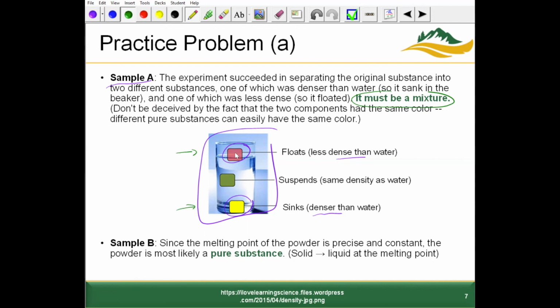And remember, mixtures are combinations of two or more substances. Now our answer for sample B, we were told that the gray powder all melted at the same exact melting point. So that means that at that specific temperature, all of that compound went from a solid to a liquid. We weren't told that some of it melted at a certain temperature and the other part melted at a different temperature. So because it all melted at one temperature, we can say for sample B, this is indeed just one pure substance.